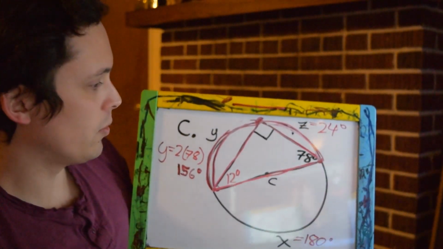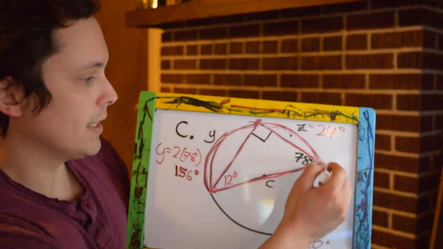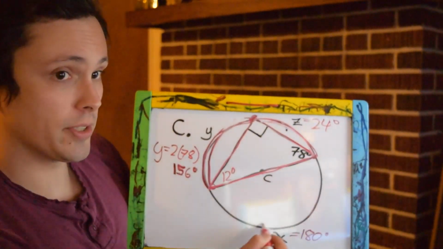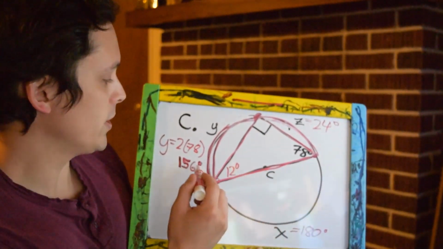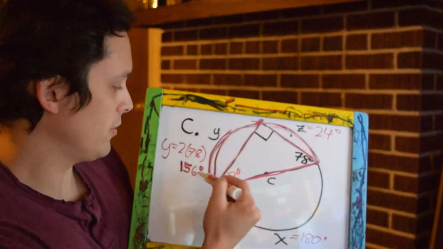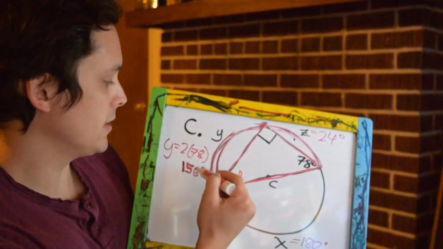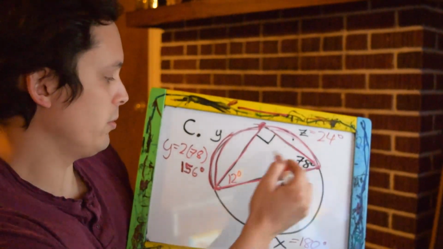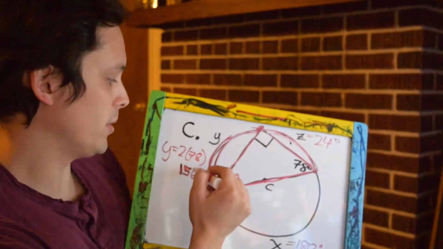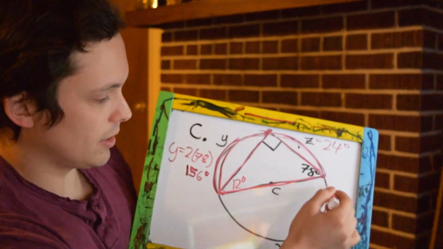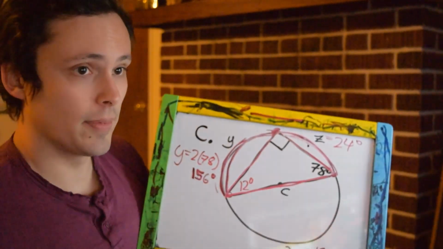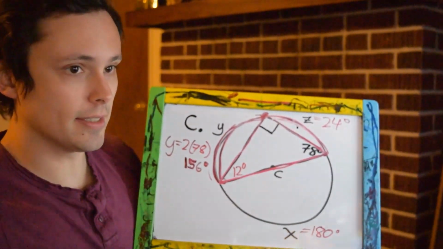Now, one good thing to check here is that all of the arc measures around a circle should add up to 360 degrees. So we could do 156 plus 24, and that gets us, well, 156 plus 4 would be 160, plus another 20, so that's 180. So this is 180, this is also 180, and that makes a full 360 degrees.